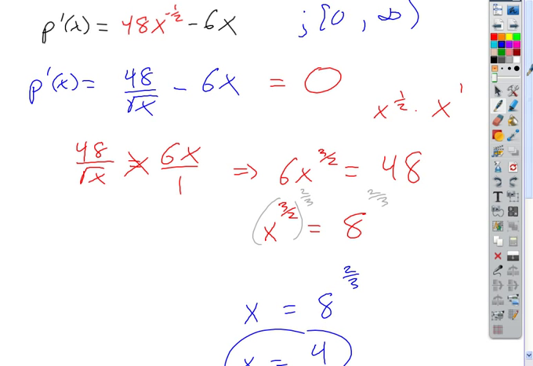Why don't we just plug it into the original function and see? There's no reason for us to go back and check if squaring both sides introduced an extraneous solution, because if it's extraneous, it doesn't matter. When we plug it in our table and check it, it's not going to show up as a maximum anyway.